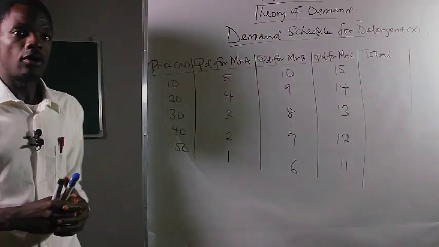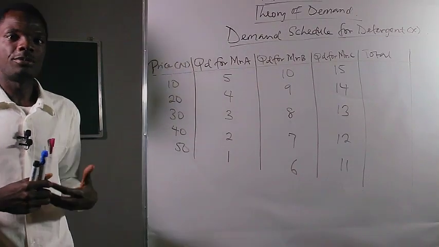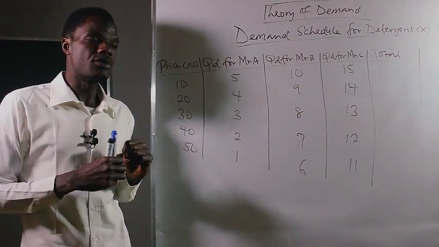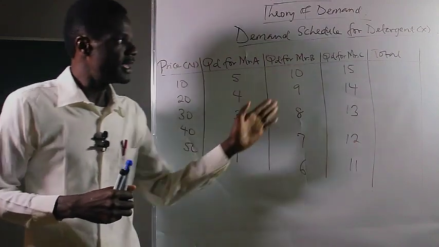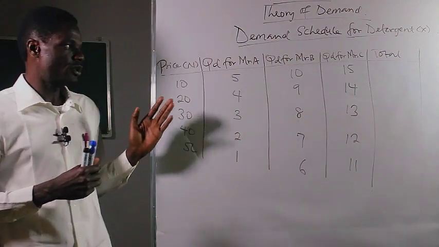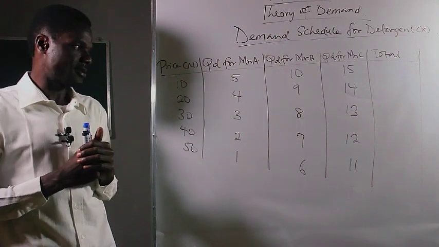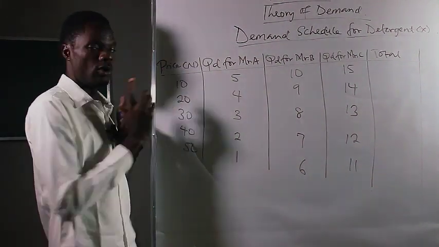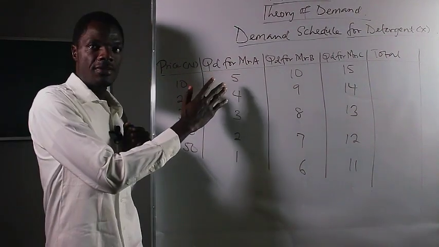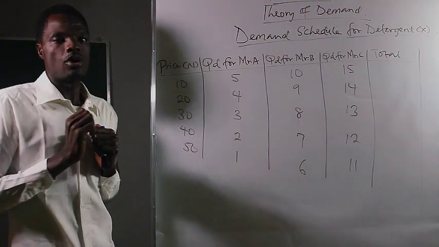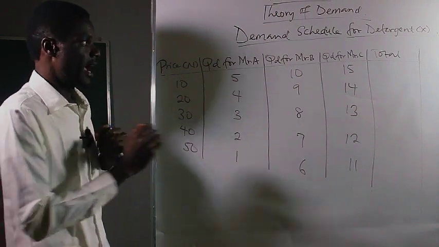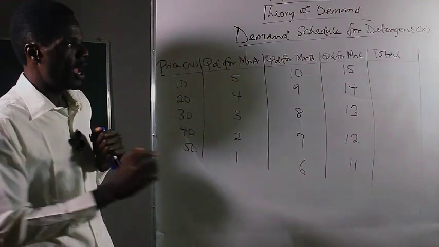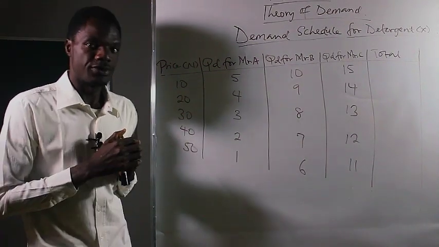But if there is any change in any factors that I have mentioned now, definitely the relation will be different. Now, supposing that we have information concerning the demand for detergent X across 3 individuals, that is Mr. A, Mr. B, and Mr. C. These 3 individuals came to demand for detergent X. And as we can see from this example, when the price is only 10 naira, Mr. A demanded 5 units of the detergent, and Mr. B demanded 10 units, while Mr. C demanded 15 units.